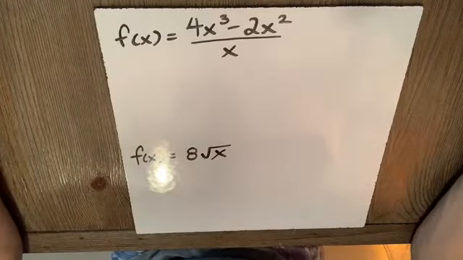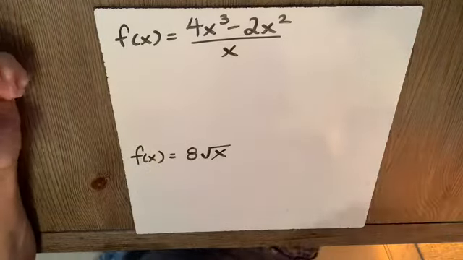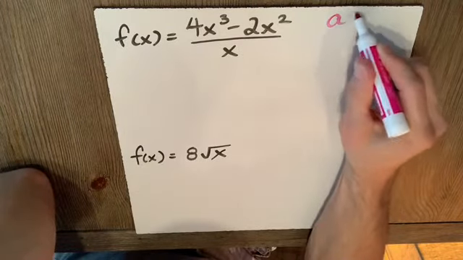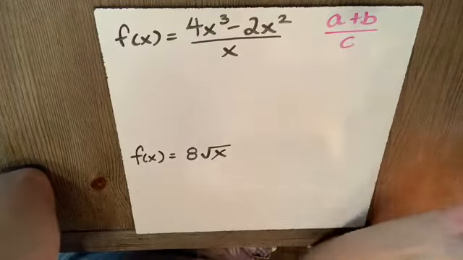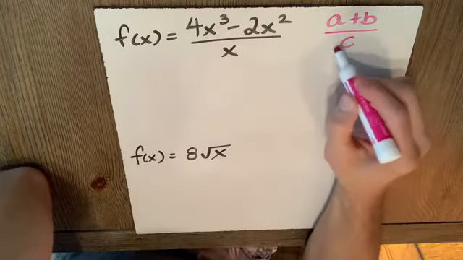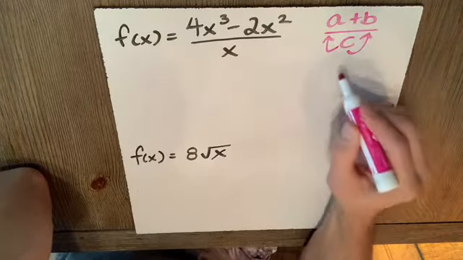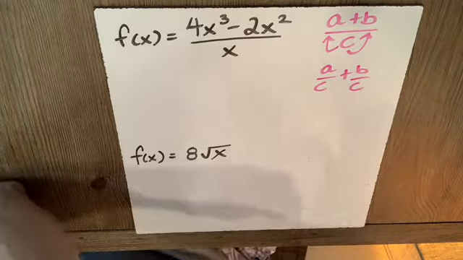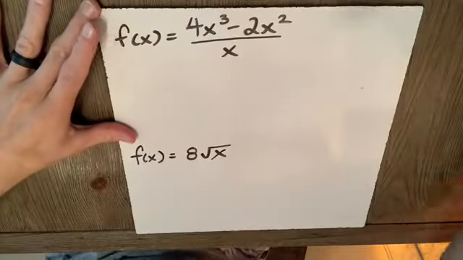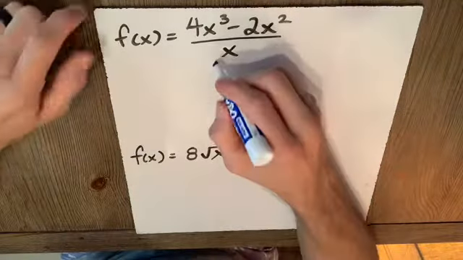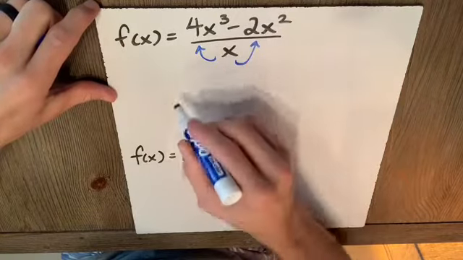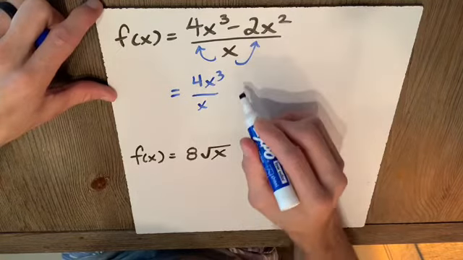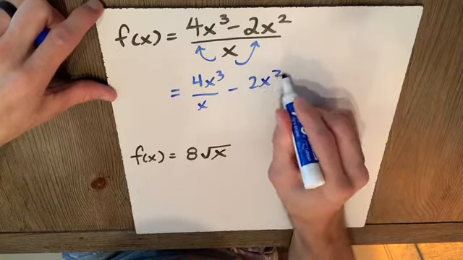Here we've got some more challenges to our ability to use the power rule to find the derivative. Remember from algebra, if we have a plus b over c, in other words, two terms over a single denominator, we can divide that denominator into both. So this is a over c plus b over c. So when I see a problem like this, this is how I approach it personally. I say, well, I've got this single denominator and I'll divide it into both to give me 4x cubed over x minus 2x squared over x.